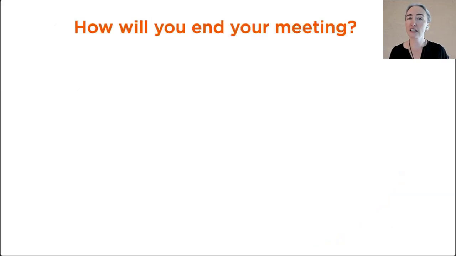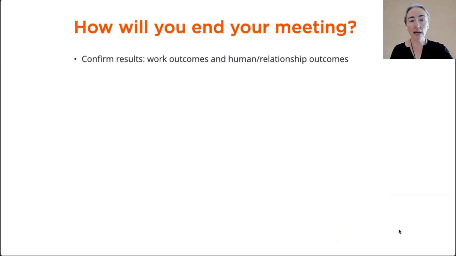And in terms of techniques, I think it's really useful to start with the end in mind. So given the clear outcomes that you've just defined, how will you end your meeting? Here are some options. You can absolutely spend a couple of minutes confirming your results. What are our work outcomes? What are our human relation outcomes? Literally speak it out loud and make sure you have it in writing.